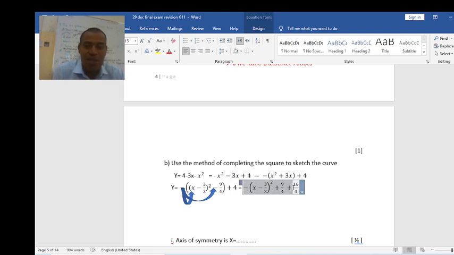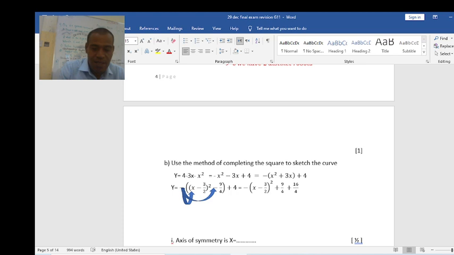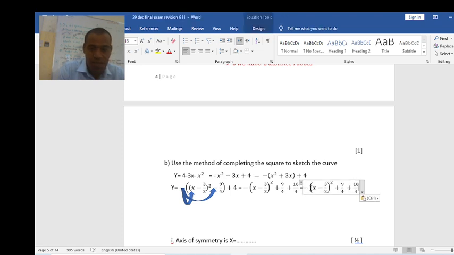So this one I will write again, and then I can now conclude the axis of symmetry. Write down the axis of symmetry and write down the vertex. This one will be 25 divided by 4, because I will make the total of the numerators.